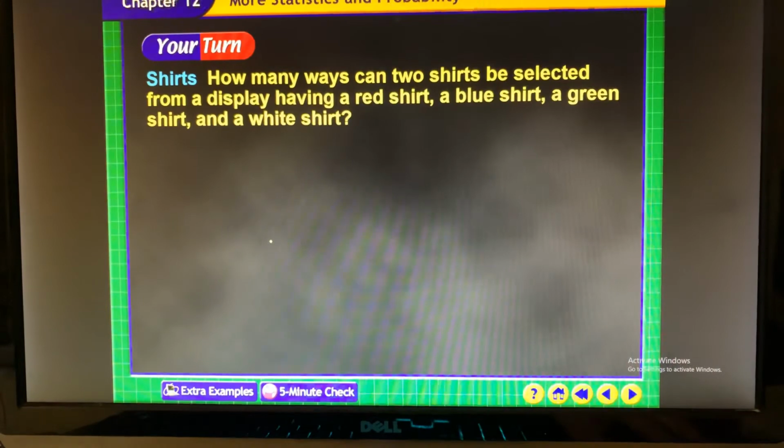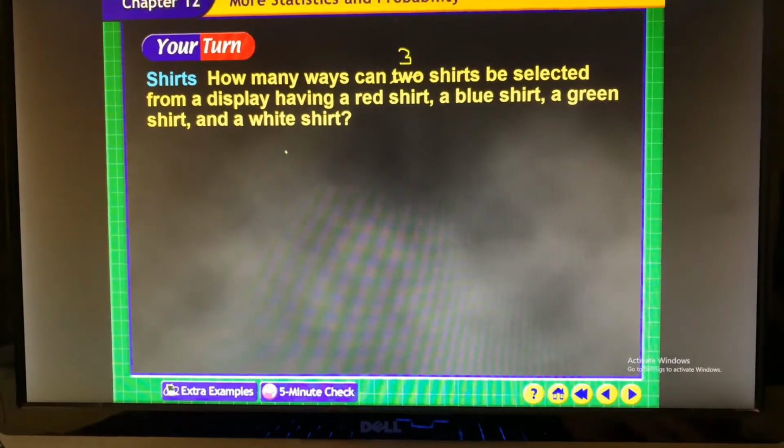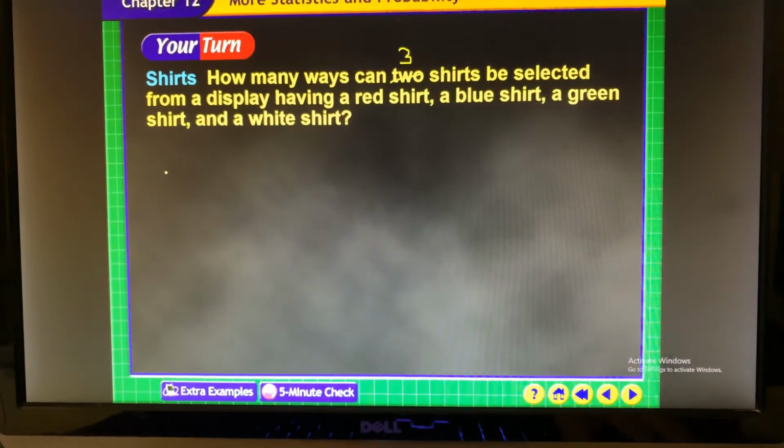Okay. I want to change this one because I don't like that it always says 2. On this one, let's say that we get 3 shirts. It says, how many ways can 3 shirts be selected, keyword, from a display? It's not asking you to display it. It's just asking you to select it. It's not asking you to arrange it in an order. It's just asking you to walk up and grab the shirts. So that's what makes this a combination.